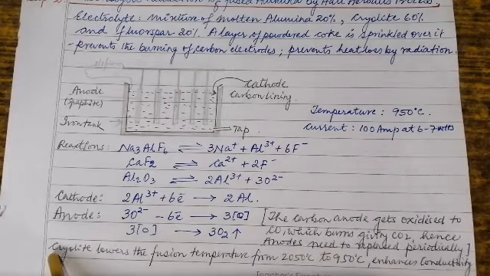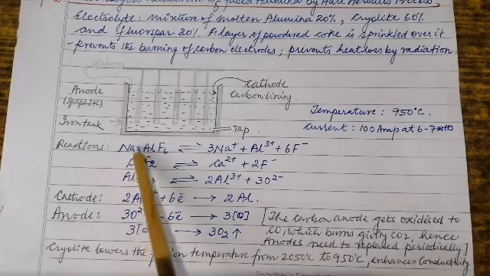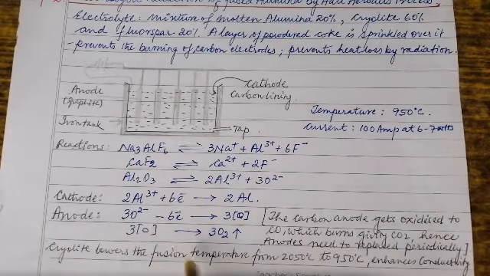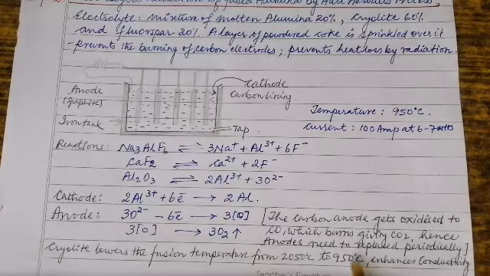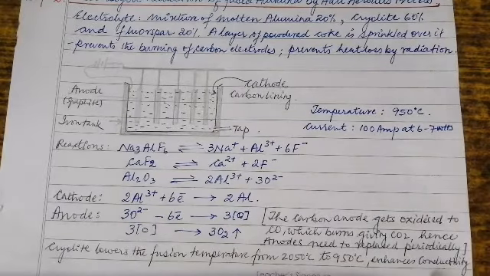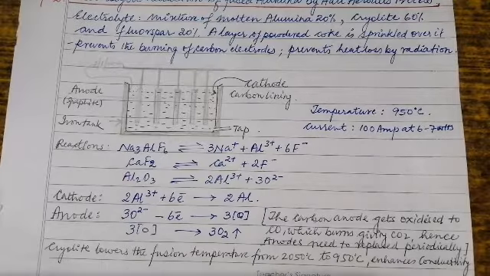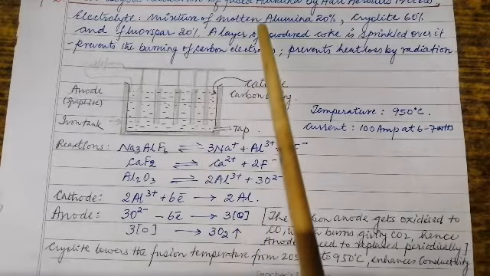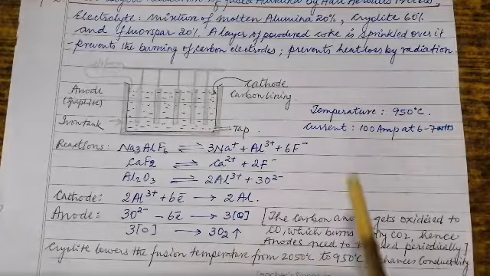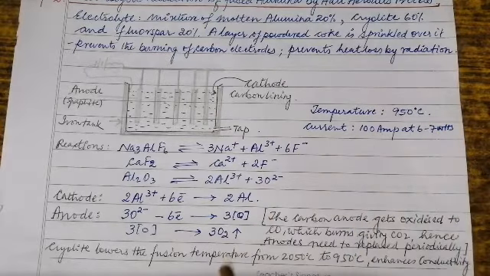Now, why have you added cryolite? Cryolite, the formula is Na3AlF6. It lowers the fusion temperature from 2050 to 950 degrees Celsius, and it also enhances the conductivity. With this, we come to the end of electrolytic reduction of alumina by Hall-Héroult's process.